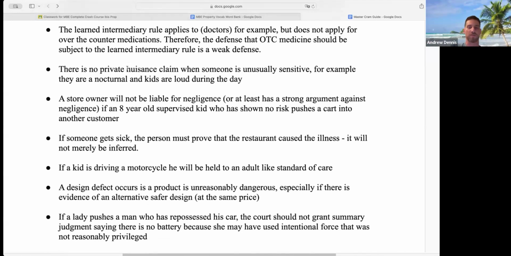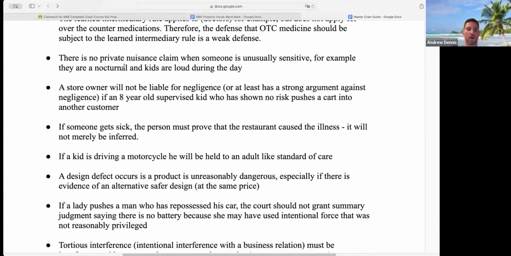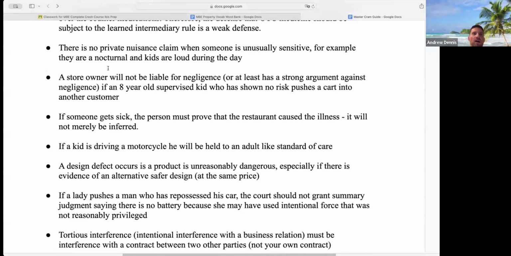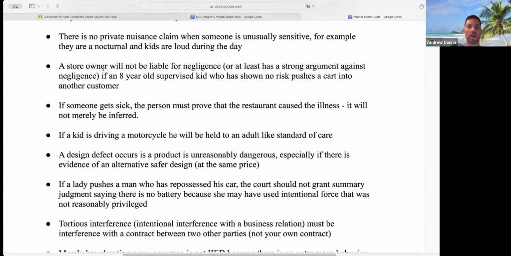Again, fact pattern specific. So there is no private nuisance claim when someone is unusually sensitive. For example, they are nocturnal and kids are loud during the day. They test that a lot, that there's no private nuisance claim if there's an unusual sensitivity. A store owner will not be liable for negligence. This is what I wanted Brooke to teach, but she did a pretty good job. Or at least has a strong argument against negligence. If an 8-year-old supervised kid who has shown no risk pushes a cart into another customer.